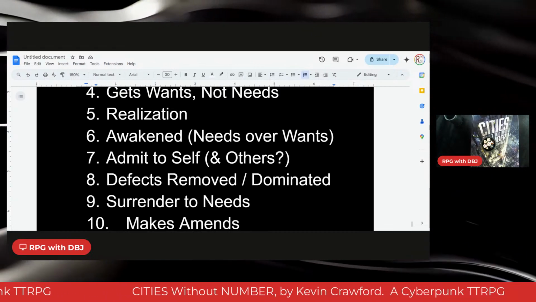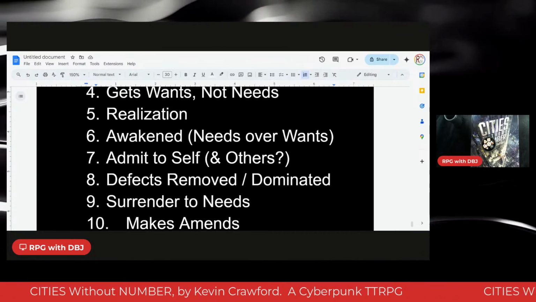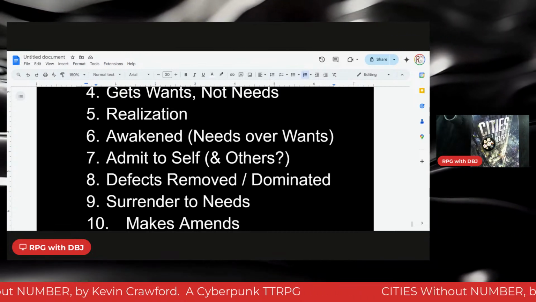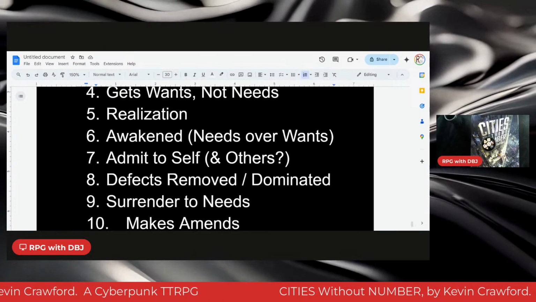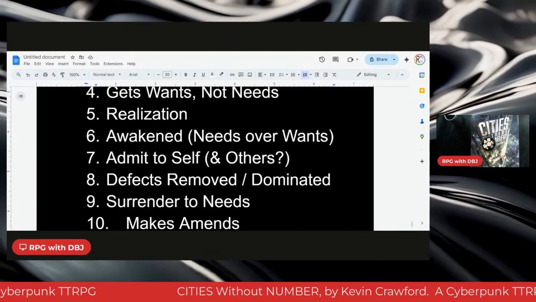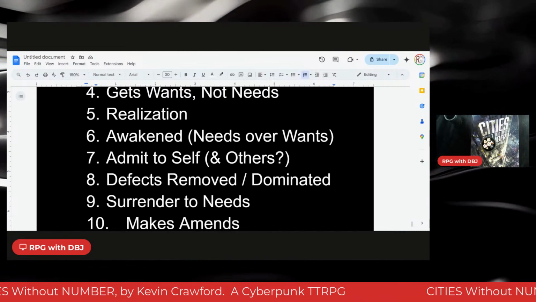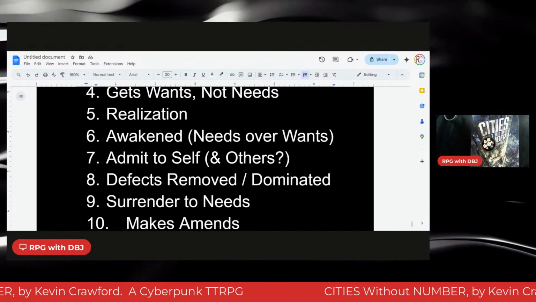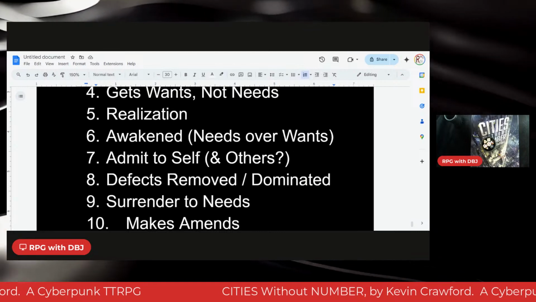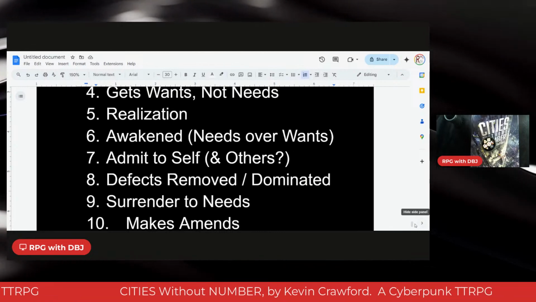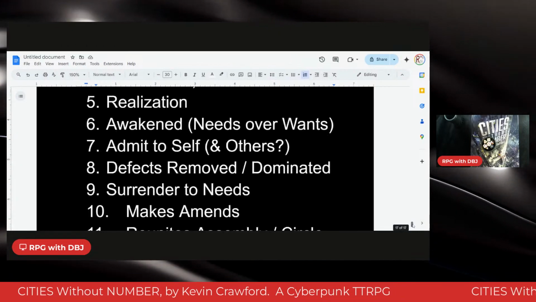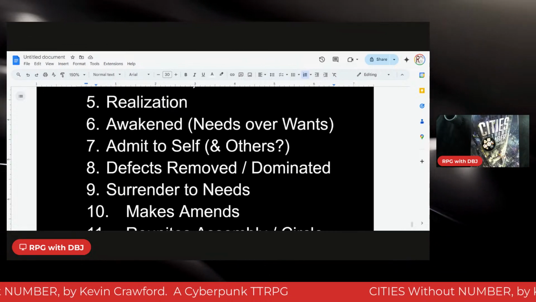What's going on?" And they have a realization, an awakening, maybe about it. This part doesn't take a long time in a novel or a TV show or a movie. It's about 30 seconds. Like, oh, I can't believe I did this. Then they're awakened to their needs over their wants, and then they admit this to themselves and others, question mark.